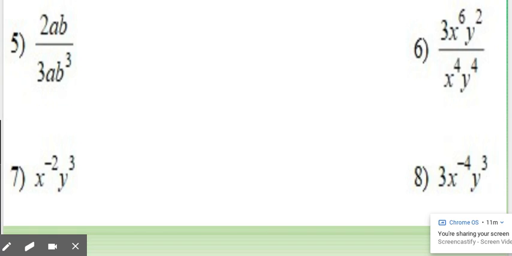All right. Now this is division. 5 and 6 are division. So we have 2 over 3. 2 over 3 cannot be simplified, so I still have 2 over 3. The a's are being divided, so I need to subtract those exponents.